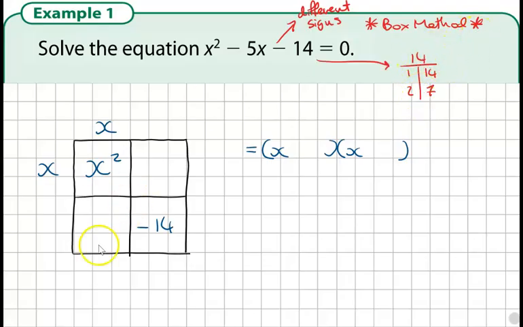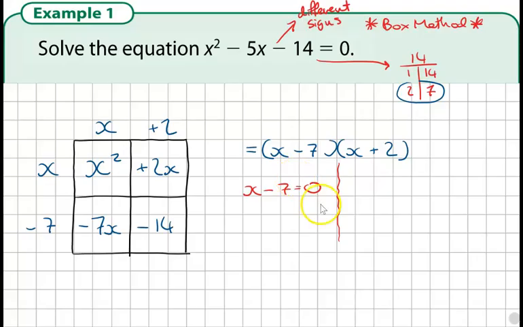So we're going to get the factors of 14. We're going to go with 2 and 7. Because -7x plus 2x gives us -5x. And then 2x divided by x is 2. And -7x divided by x is -7. And then -7 times 2 is -14. So -7 goes in the back of one of the brackets and +2 goes in the back of the other brackets. So now that we've factorized, we're going to solve.